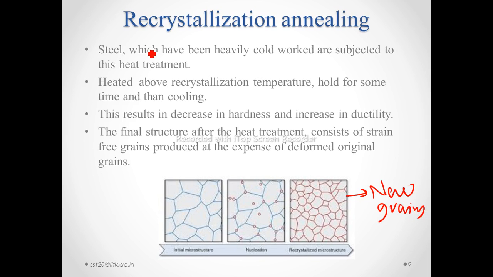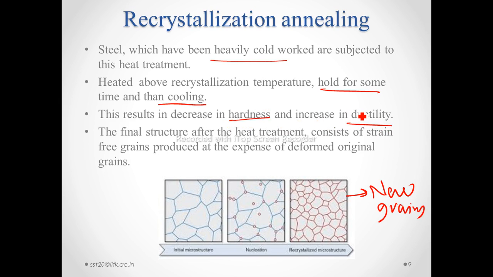This is employed only for heavily cold-worked, heavily deformed materials. Recrystallization annealing is heating above the recrystallization temperature, holding it for some time, and then cooling, which results in the formation of new grains. This will result in a decrease in hardness and an increase in ductility.